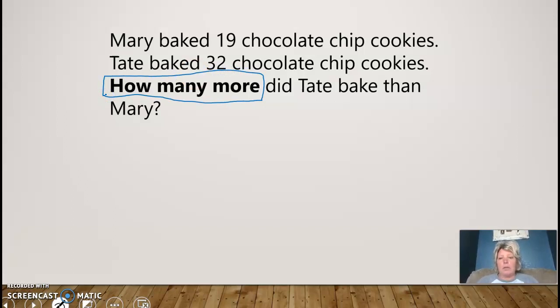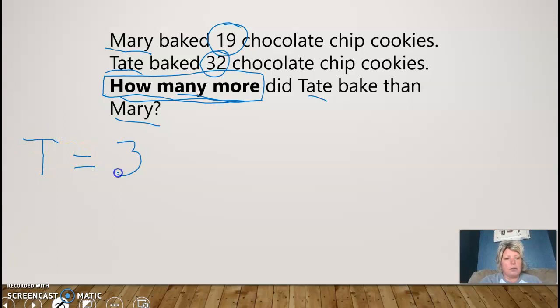So then I'm going to go and look for some important information or numbers. I know that Mary baked 19 cookies and Tate baked 32 cookies, and we want to find out how many more Tate had than Mary. So if I would start to draw a little picture, I know I don't want to draw out 32 chocolate chip cookies, but I could just make a little picture for me that Tate's equals 32 and Mary's equals 19.